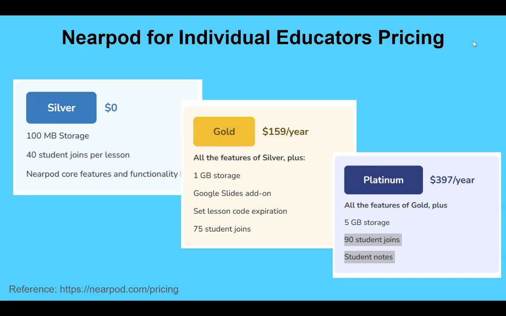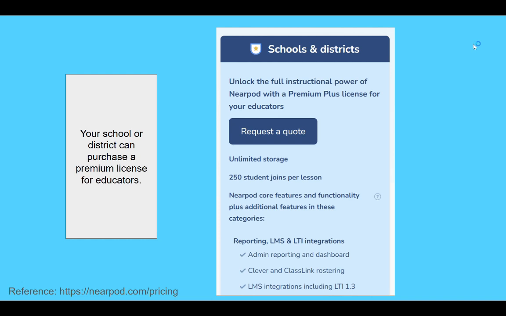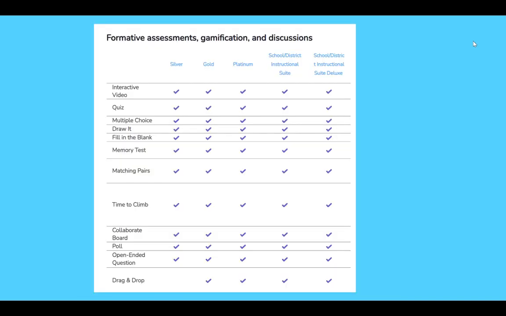All right, so if you're interested in using Nearpod, there is a free version available called Silver, as well as their paid options, Gold and Platinum, that offer some additional features. Your school district can also purchase a premium license for teachers. When I take a look at what the free version includes, it's almost everything you really need to effectively implement Nearpod into your teaching. I think it's a great starting point to start exploring their features and seeing how it can enhance student engagement and social presence for our online learning environments.